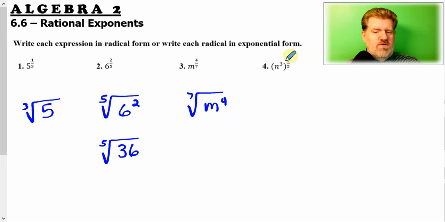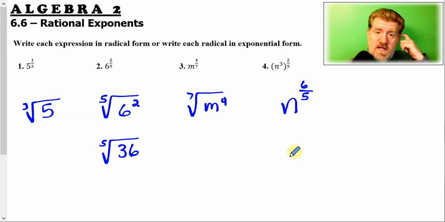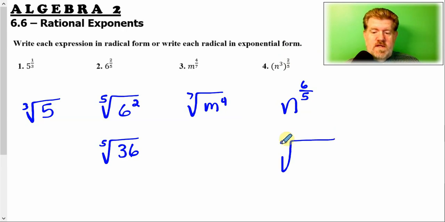Now, before we do that, remember when you take a power to a power, what do you do with these two exponent rules? You multiply them. What's 3 times 2/5? I know, it's 6/5. Now, how do I turn that into a radical? The 5, the n, the 6.